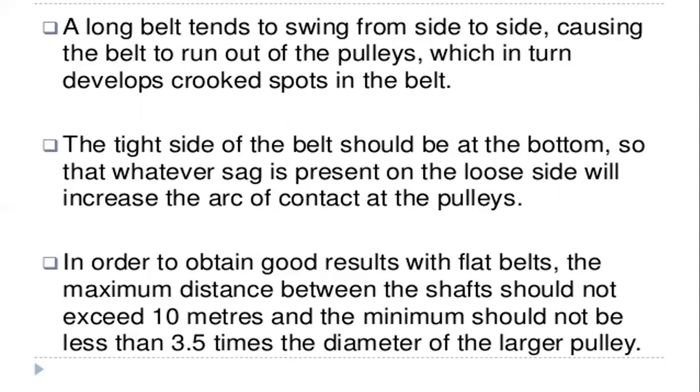Next, the tight side of the belt should be at the bottom of the section, so that whatever sag or slip of the belt is present on the loose side will increase the arc of contact at the pulleys. So that is used to be increased.